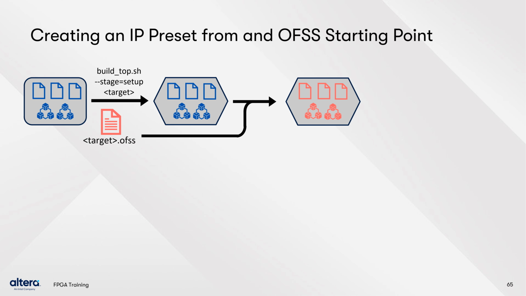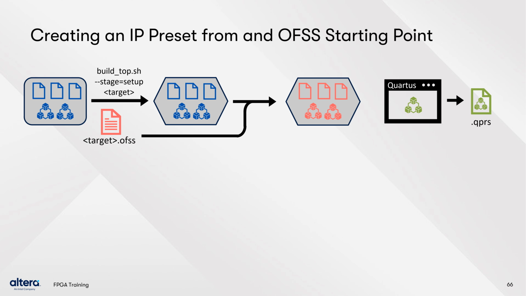The setup portion of the build script creates a work directory based on the source files, uses the settings file to modify the design files in the work directory, and stops there. At this point, you can open the IP in Quartus IP Parameter Editor. In the Parameter Editor GUI, you can make your desired changes. Then, you can create a presets file which contains all of the IP settings that you made in the GUI.